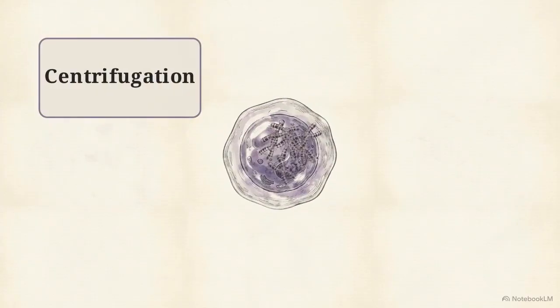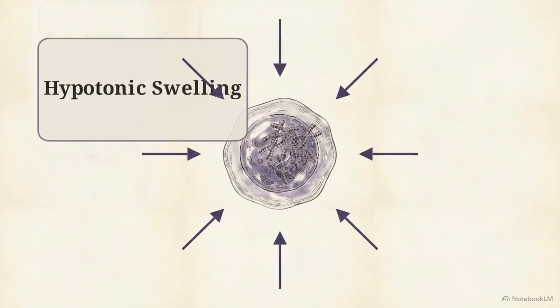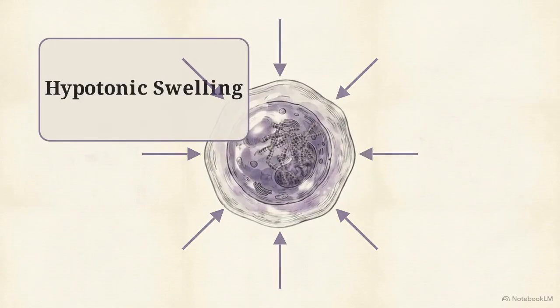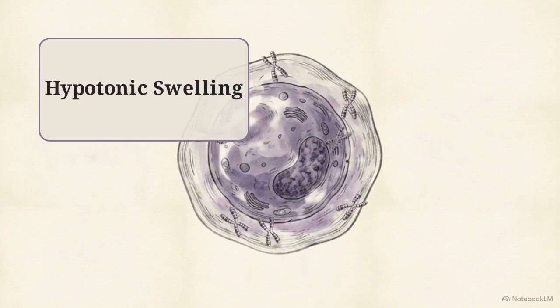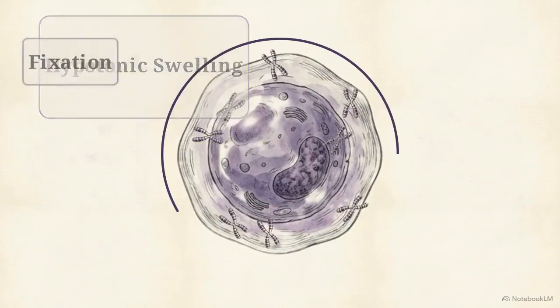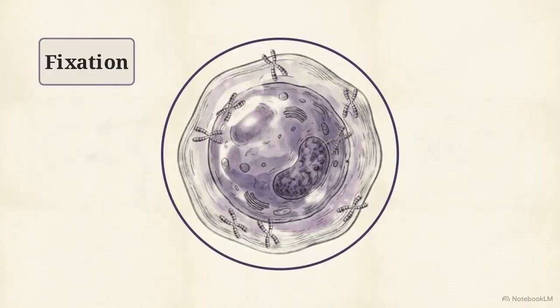This lower concentration fluid forces water into the cells, causing them to swell like balloons. The swelling pushes the tangled chromatids apart, giving researchers a clear view of each individual structure. To lock those separated chromosomes in place, technicians apply a chemical fixative. A mixture of glacial acetic acid and methanol stabilizes the cells, preserving the chromosomes exactly where they are.